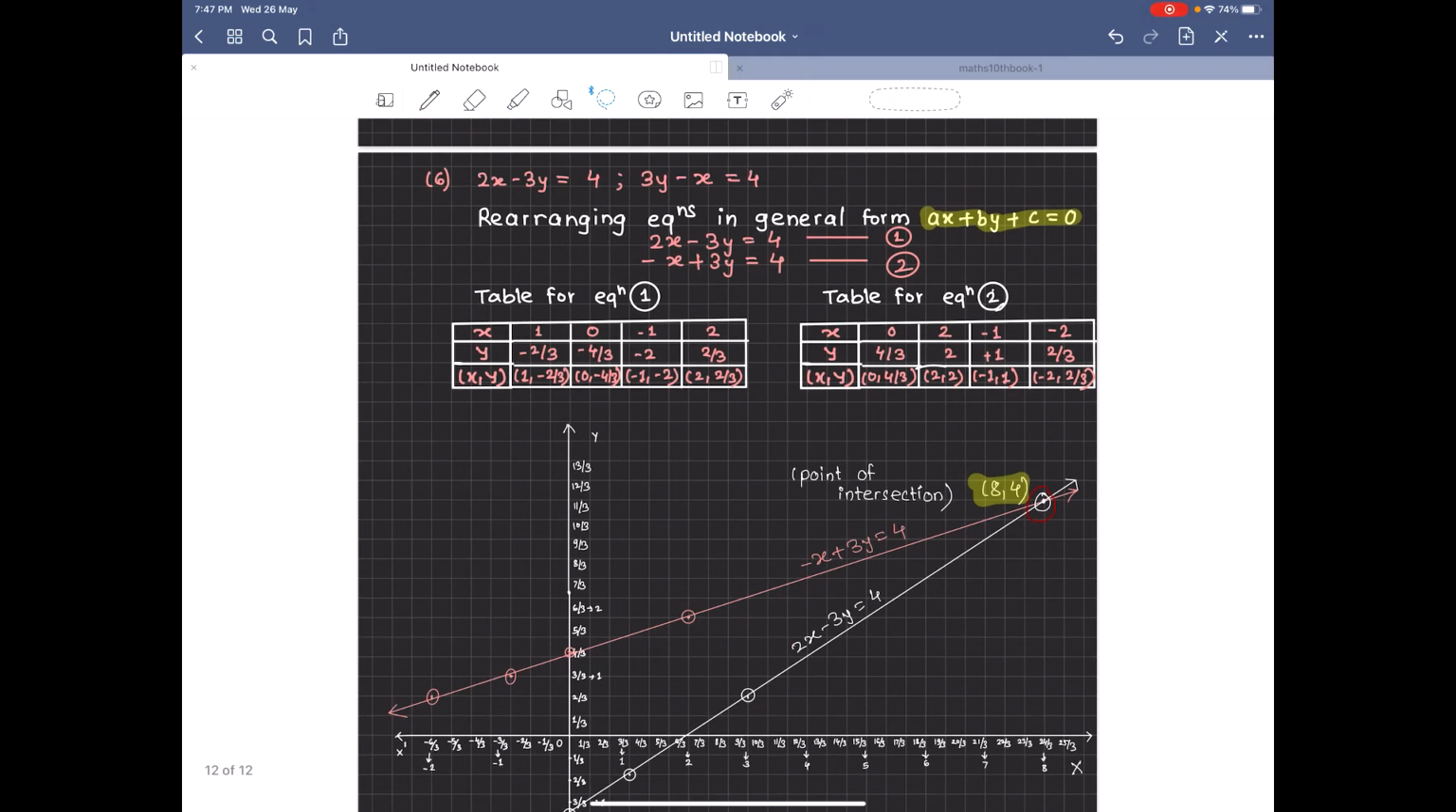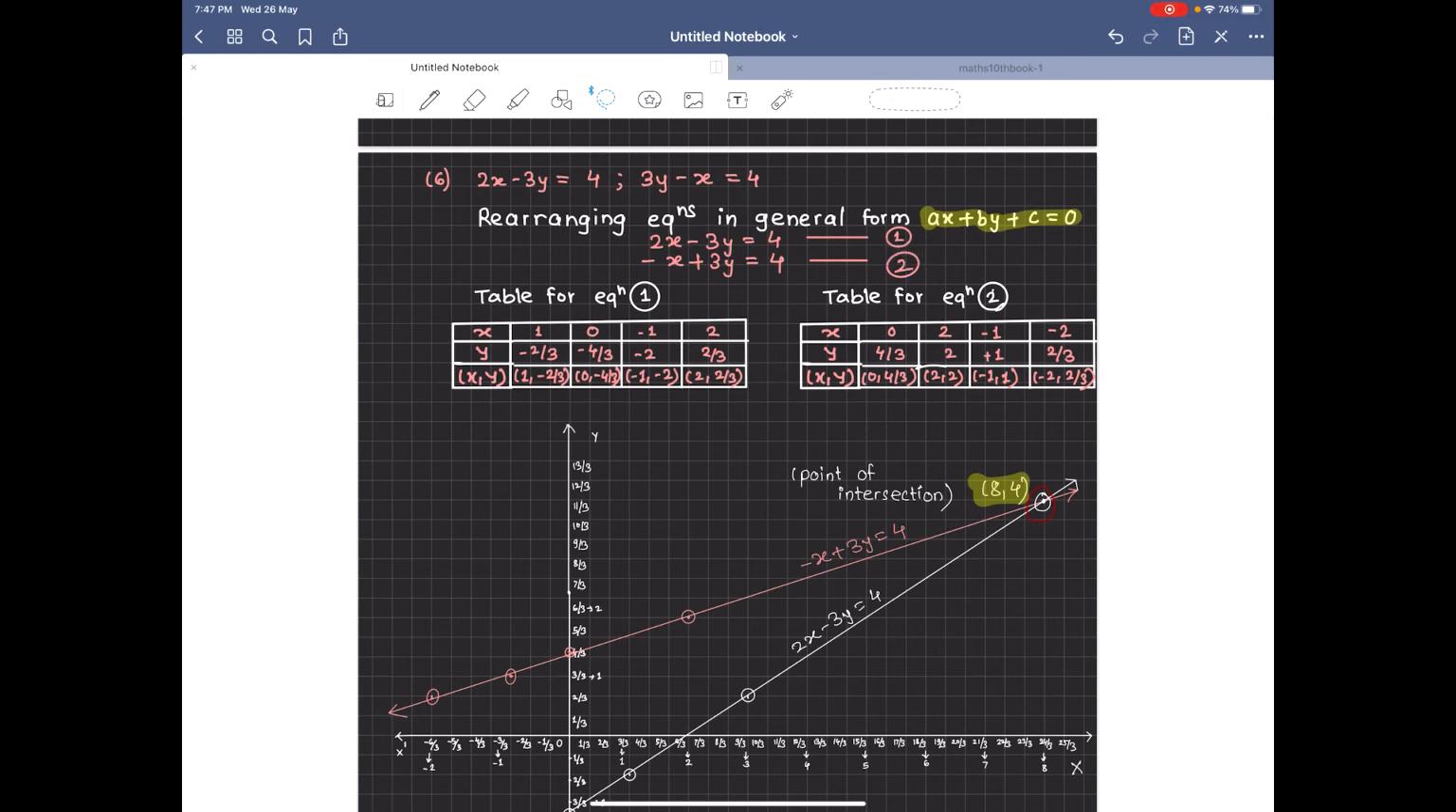In this question 6, 2x minus 3y is equal to 4. This is equation number 1. 3y minus x is equal to 4. That is equation 2. But I have rearranged this equation in our general form, that is ax plus by plus c is equal to 0. So we got the equation minus x plus 3y is equal to 4. That is my equation number 2.